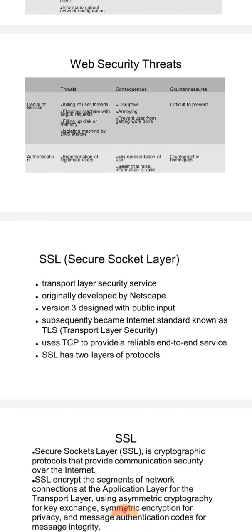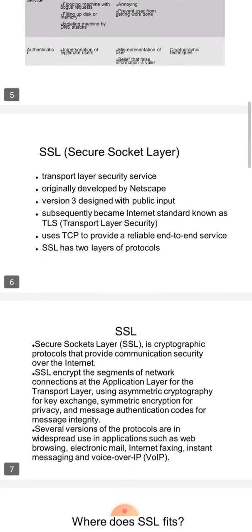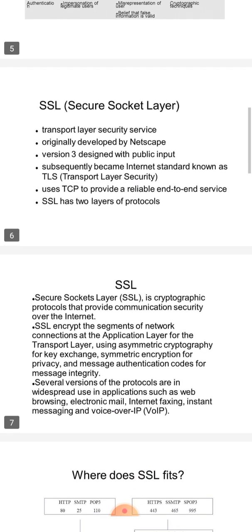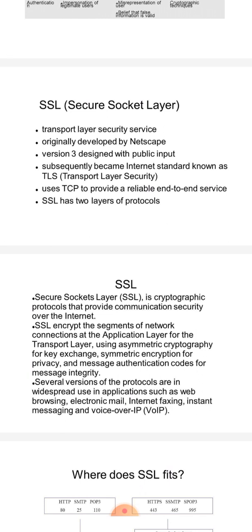SSL has two layers of protocols. The Secure Socket Layer is a cryptographic protocol that provides communication security over the network. SSL encrypts the segments of the network connections at the application layer. The transport layer uses asymmetric cryptography for key exchange, symmetric encryption for privacy, and message authentication codes for message integrity.